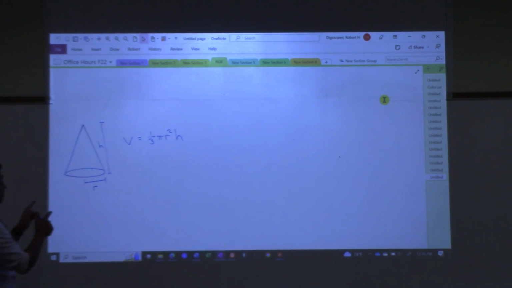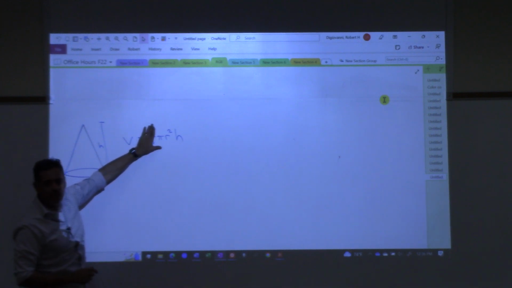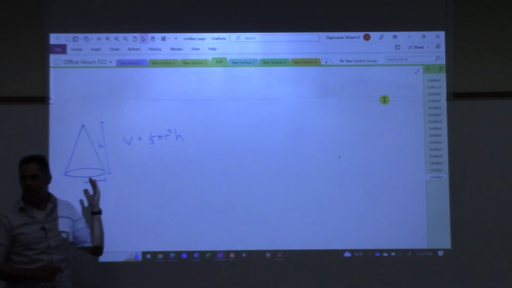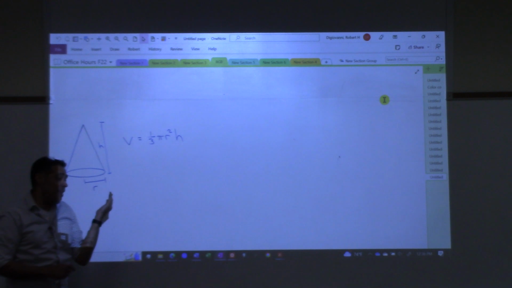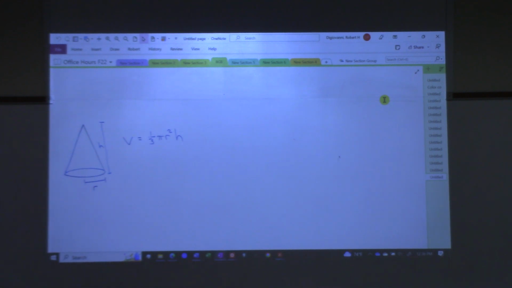If you think about this formula, if you take away the 1/3, that's the cylinder formula, right? So what we're saying is that a cone is actually 1/3 of what it would have been if it had been a cylinder. Which kind of intuitively makes some sense, maybe. So the way you could prove this formula is to do this.